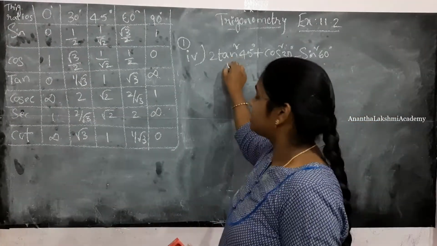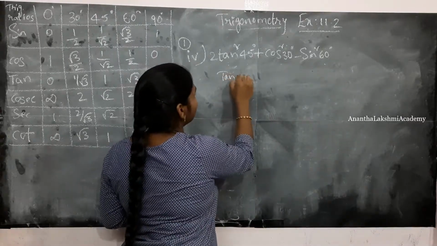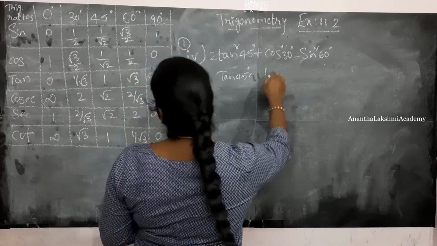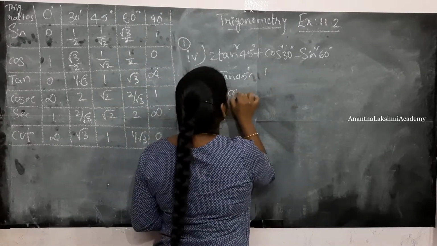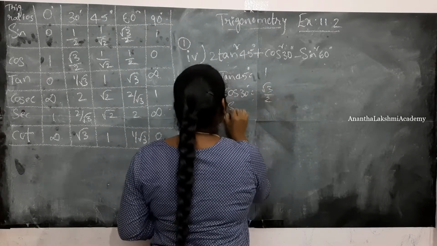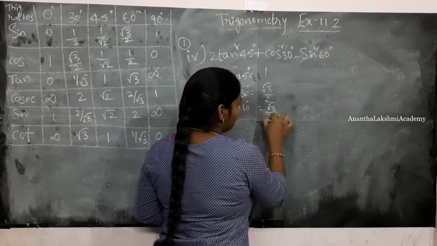What is the value first given here? Tan 45, right? What is tan 45 from our trigonometric table? Which is nothing but 1. What is cos 30? Cos 30 is nothing but root 3 by 2. Sin 60 is nothing but root 3 by 2.